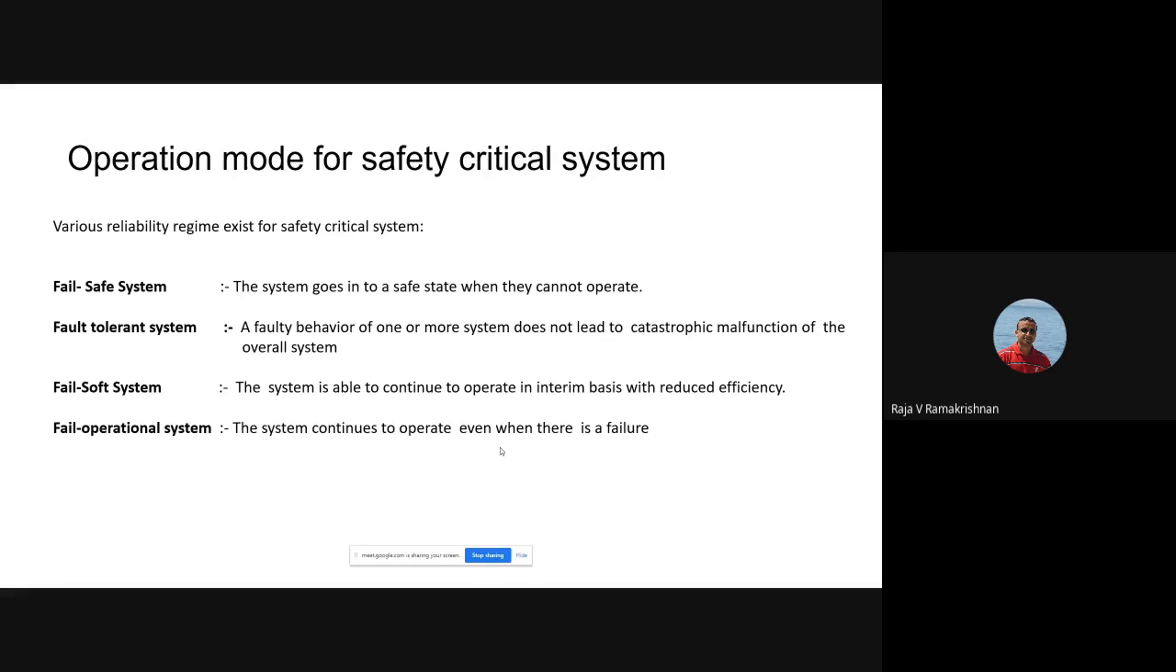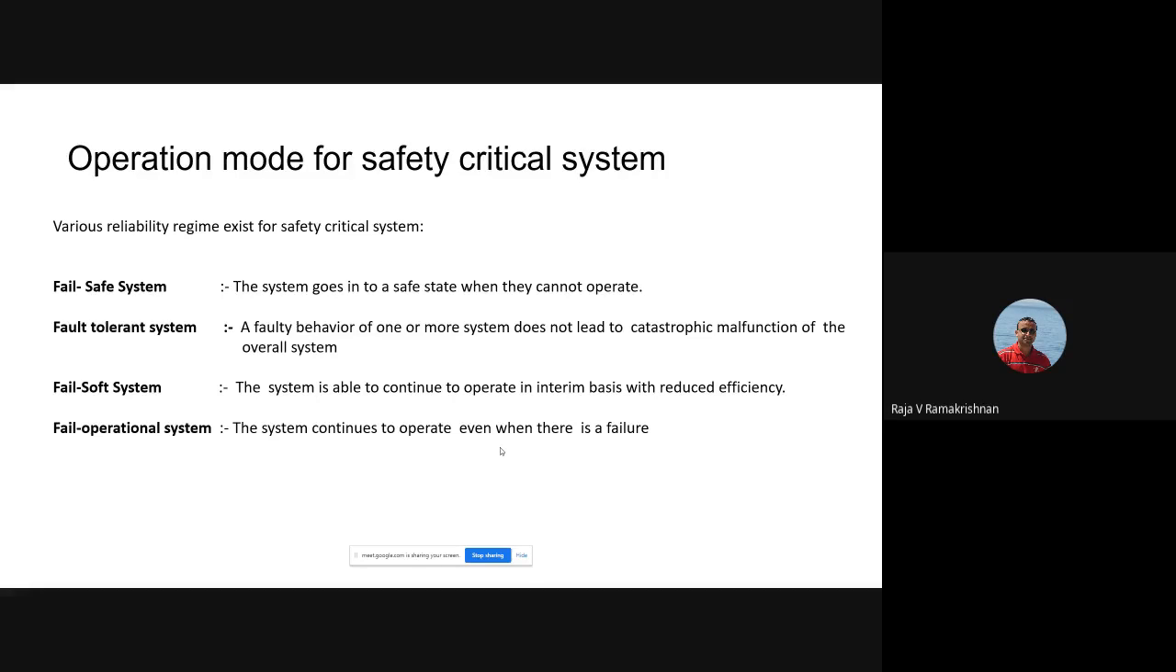So we have split safety critical systems into basically 4 buckets. One is called fail safe system. That is a system that goes into a safe state when it cannot operate. Either it can shut down, that might be a fail safe state for that system. Then the other one is called fault tolerant system, where a faulty behavior of one or more systems does not lead to catastrophic malfunction of the overall system. That means one failure cannot take down the whole system or lead to other system failures.